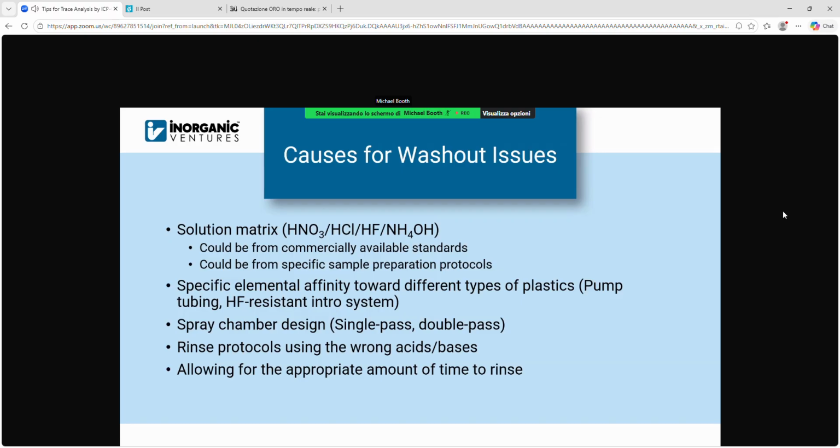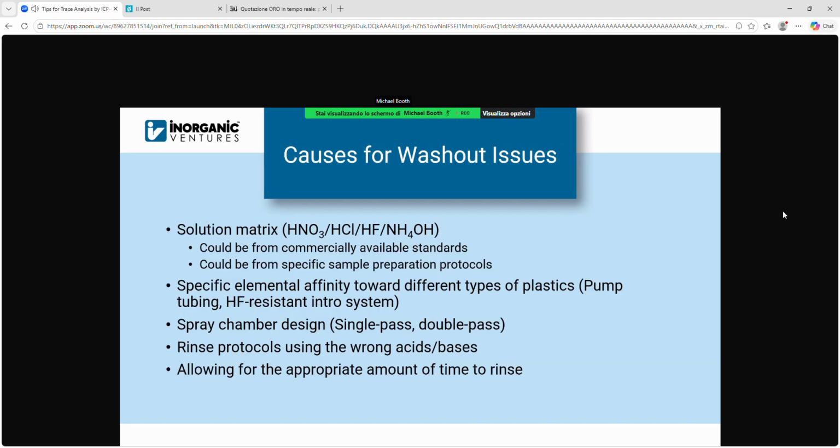Another big source of washout issues is spray chamber design. So the folks at Glass Expansion, if you're following along today as part of that joint webinar session, I'm sure they talked a lot about spray chamber design and how that can improve washout. So typically, the smaller the spray chamber, the more you're going to see an improvement on that washout. And again, I mentioned rinse protocol, so using the incorrect acid or base, and then also just the amount of time it takes.